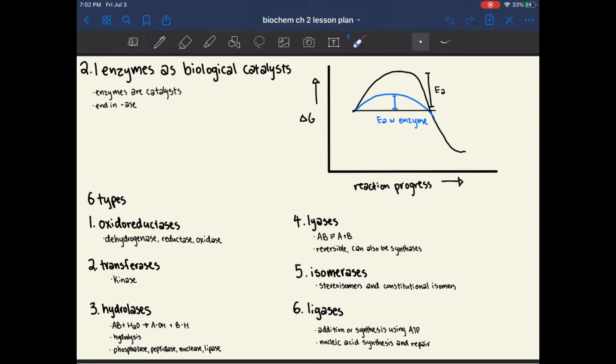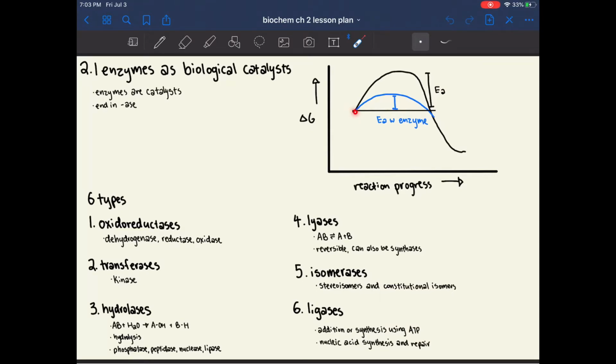-ase. Here I've drawn a classic reaction diagram of an exothermic reaction, which means that the energy of your reactants is higher than the energy of your products. So this reaction should happen spontaneously, or without an additional input of energy.